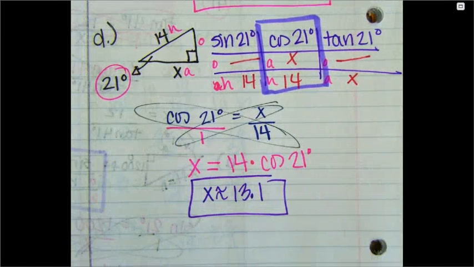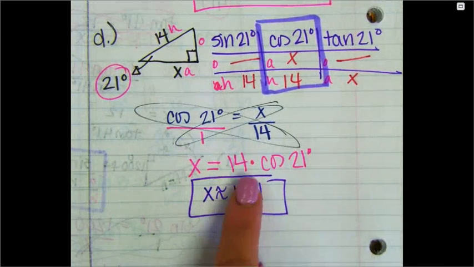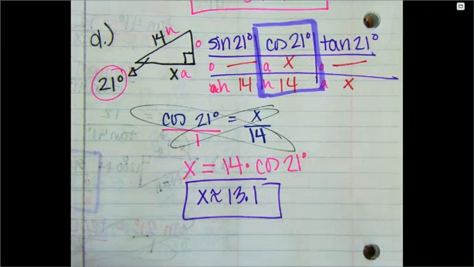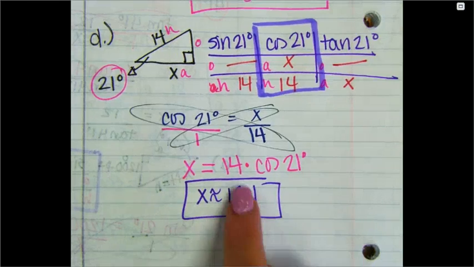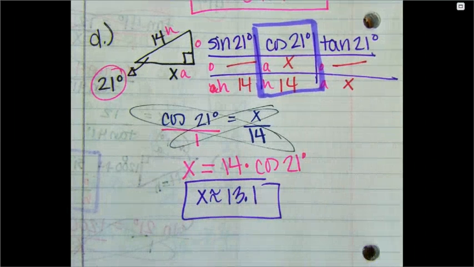Are there questions? Do you notice I wanted you to do 14 times cosine 21. I do not want you to do cosine 21 times 14. There's a reason, and it's because my calculators have a different step. So don't do it that way, okay? So make sure it's 14 times cosine 21 degrees. And then you'll be fine. Questions? We good? Okay, summaries.